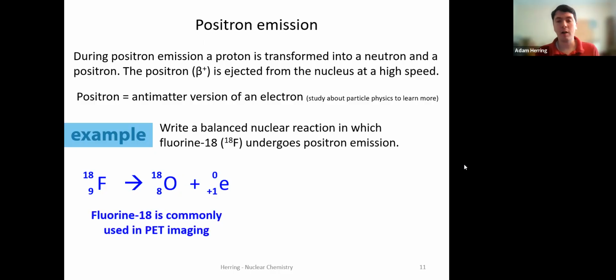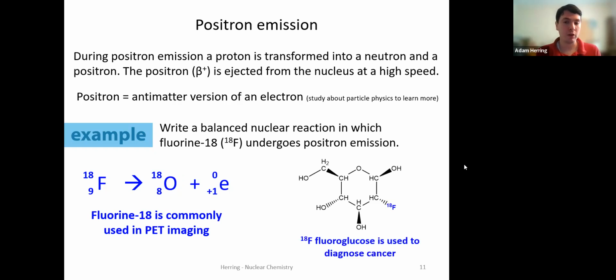And fluorine-18 is commonly used in the medical industry as well. It's used for PET imaging. What we do is we take a sugar molecule and we replace a hydroxyl group, an OH group, with fluorine-18. Your body can then ingest the 18-fluoroglucose. And as it passes through your system, it gives off the positrons. Those get picked up by the detector and then are used to scan your body.